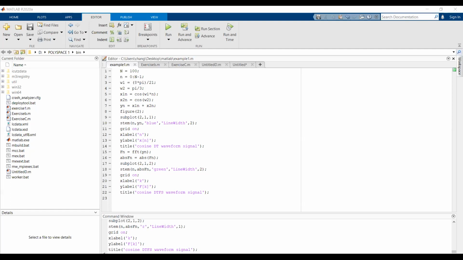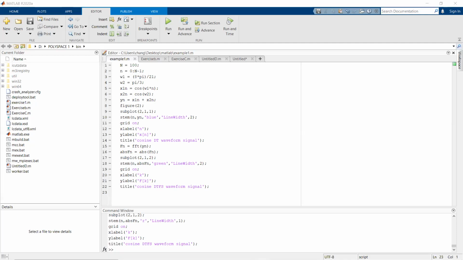So this is the lab for Lab 3, which is the Fourier series and the LTI system. For Exercise 1, we use the definition equation to find the DTFS coefficients, and evaluate the 100-point DTFS of the following signal.